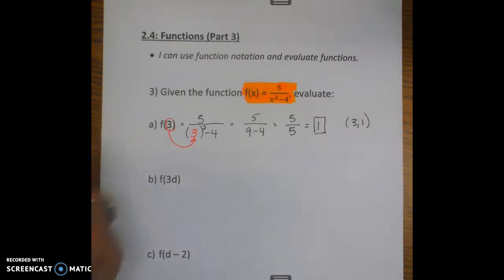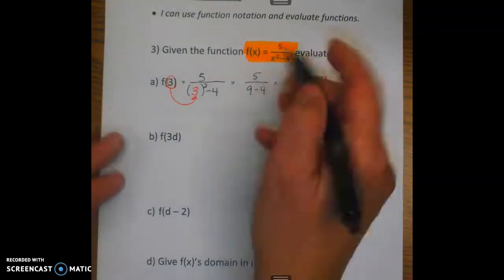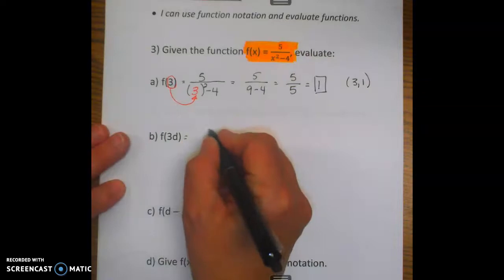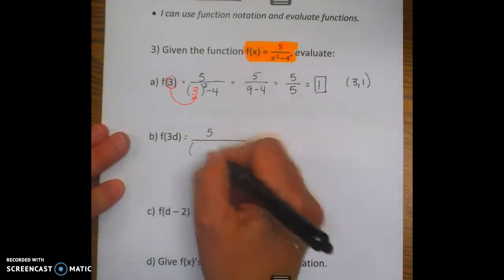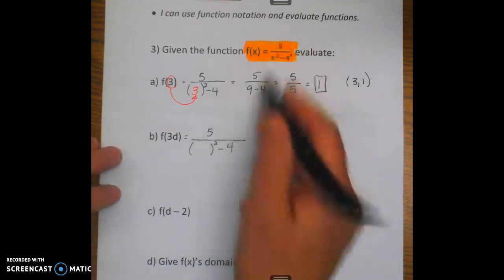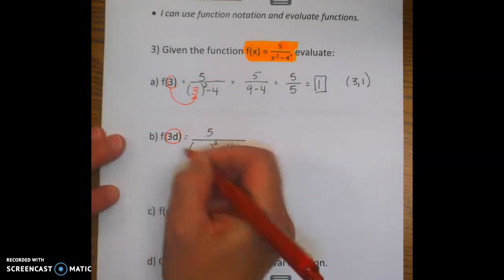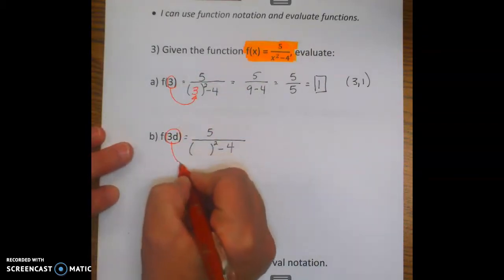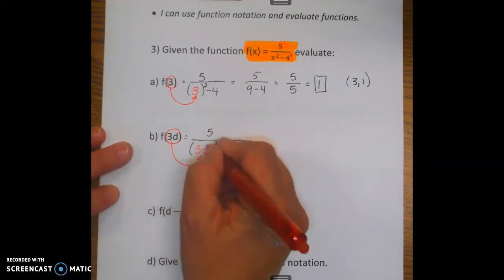Okay. We can also evaluate with variables. So I'm going to do the same thing I did before. I'm going to take my function, I'm going to rewrite it, but instead of an x, I'm going to put a parentheses. So I'm going to do a parentheses squared minus 4. And that is my original function. And I'm going to take whatever's inside this parentheses in my function notation, and it's telling me that that's what I put in place of x. So this is 3d.